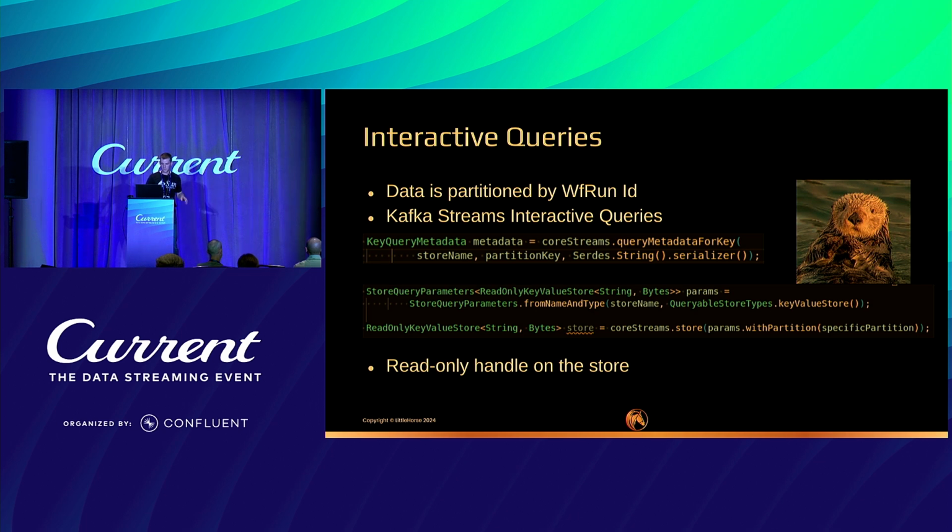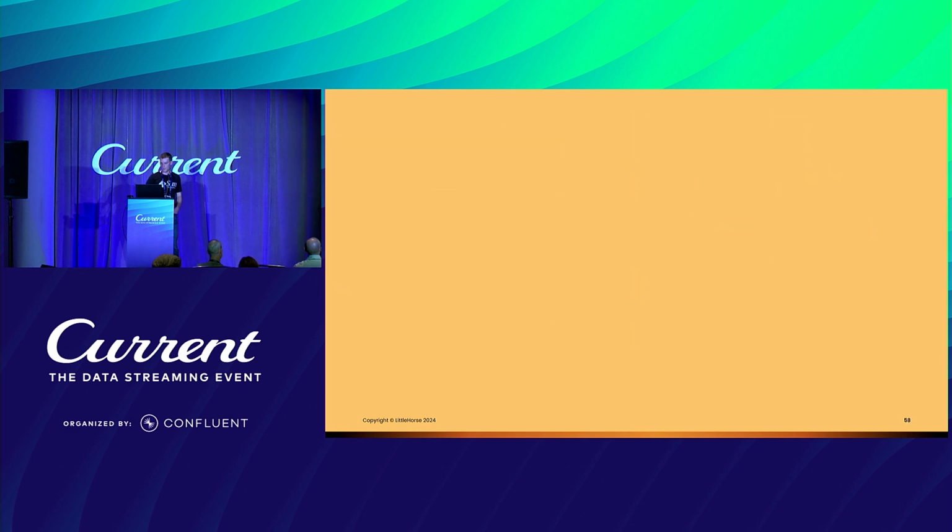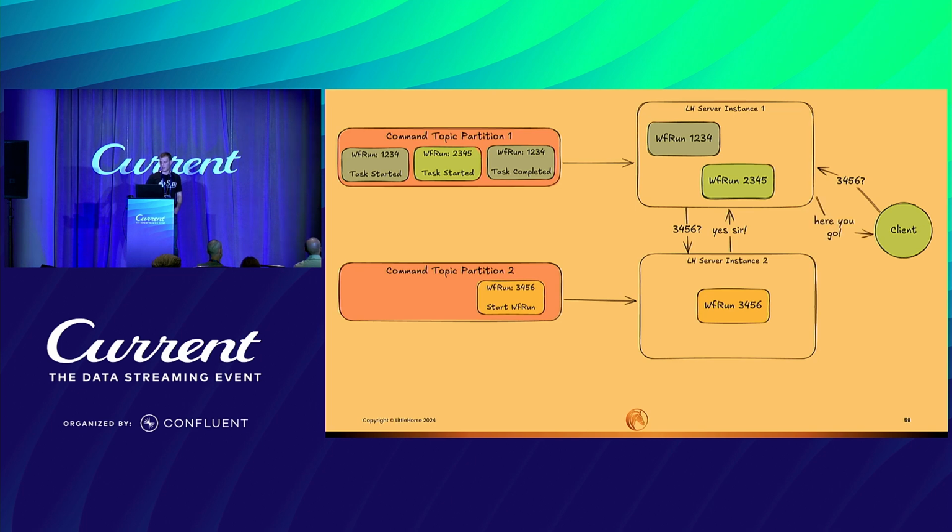But in any case, back to the demo of how LittleHorse works. When the client asks for workflow 3456, LittleHorse server instance 1 is going to go to Kafka Streams and say, for this partition key 3456, what server is the host? And Kafka Streams will say, oh, go ask server 2. So server 1 asks server 2 for the result. Server 2 says, here's the result. And eventually it ends up back at the client, which is really, really cool.